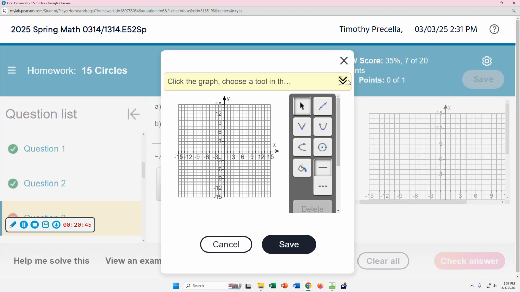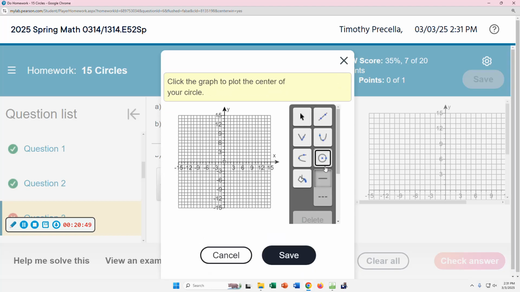So let me make that big. I'll click circle. The first thing I do is find that center, 5, negative 4. The x coordinate is 5. The y coordinate is negative 4. Am I at 5, negative 4? Oops, no. You see it? Yes. Right there. 5, negative 4.